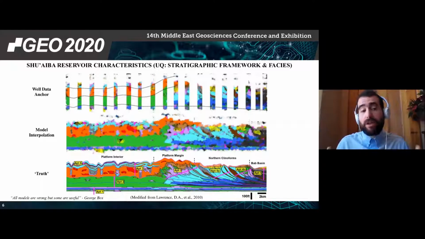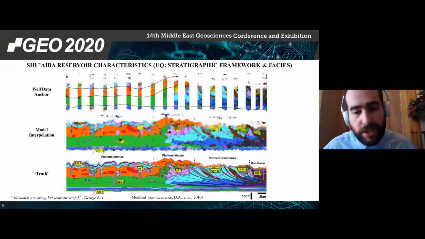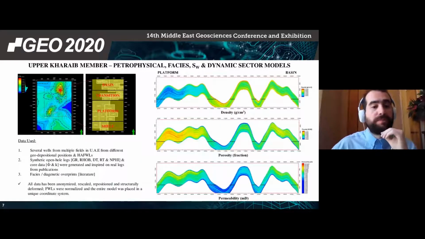As you can tell, a lot can go wrong going from well anchoring all the way to building your truth case. The main message is, as a famous quote goes, all models are wrong, but some are useful. So we should try to make models as useful as possible. Sometimes when we get stuck on one concept of the subsurface, all our modeling decisions go towards that. But what if you have a second conceptualized opinion? You should then rebuild that. But we tend to just build one geological model and do all our field development plans on that. So it's different from multiple realizations. We're talking reservoir geological models here.